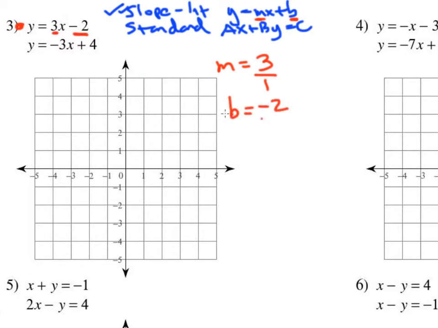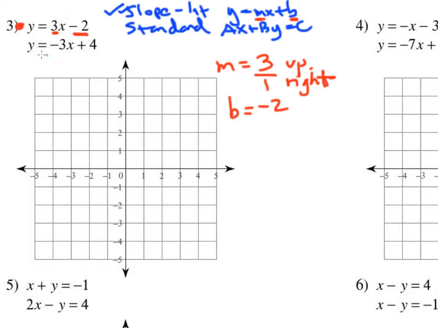So remember, you're going to begin and then move, rise over run. So it looks like there's going to be up 3, right 1. Up 3, right 1. Or down 3, left 1, etc.